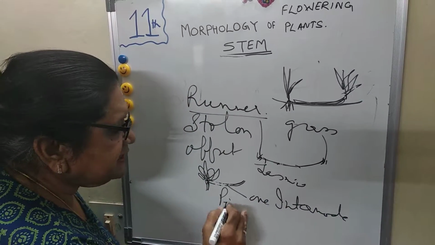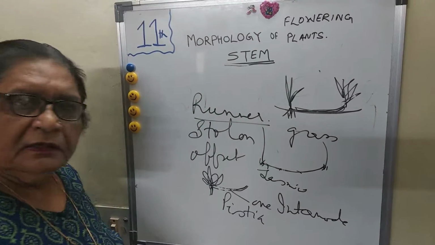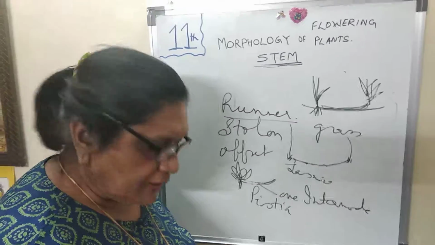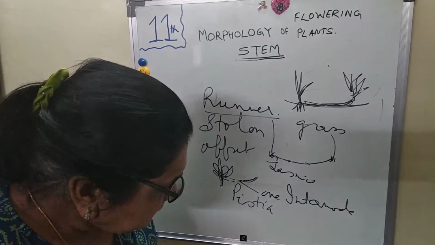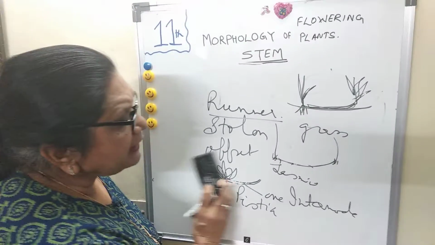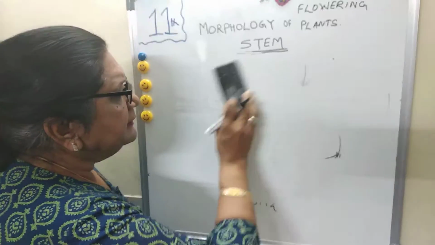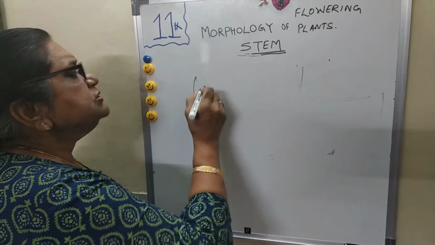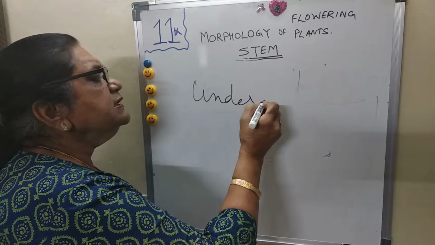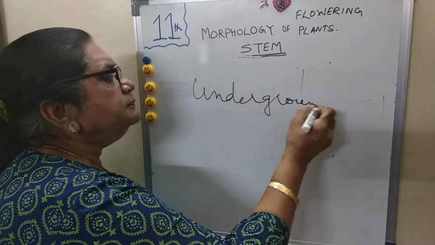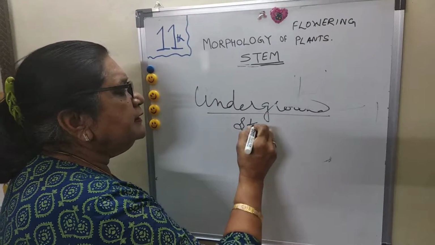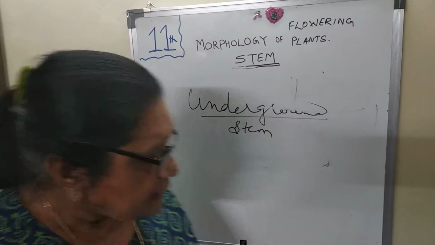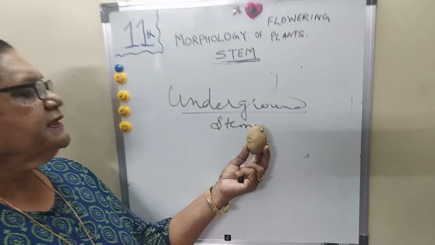It is Pistia. That is again a creeper parallel to the ground, but there is one internode. For your competition, for your MCQs, these are called subaerial. Then comes another common structure, the underground stem. They are not roots, but they are stems.